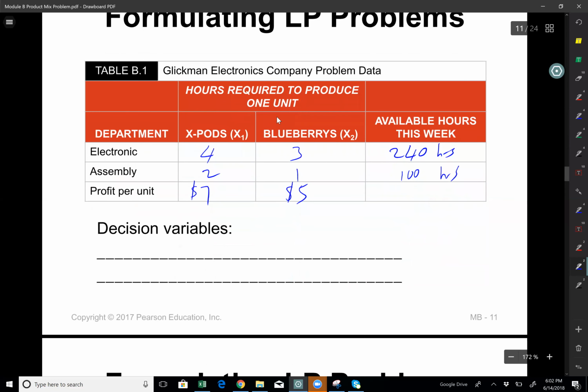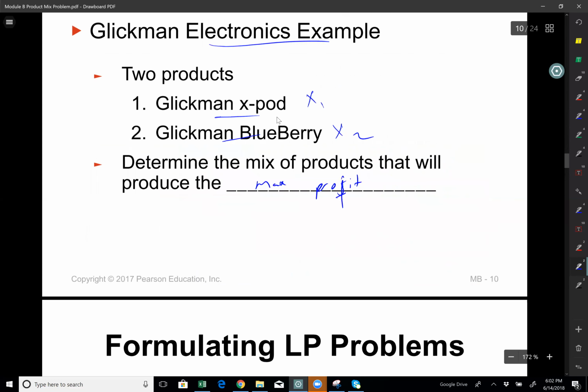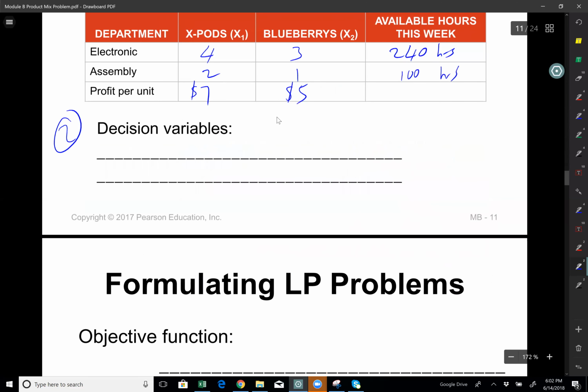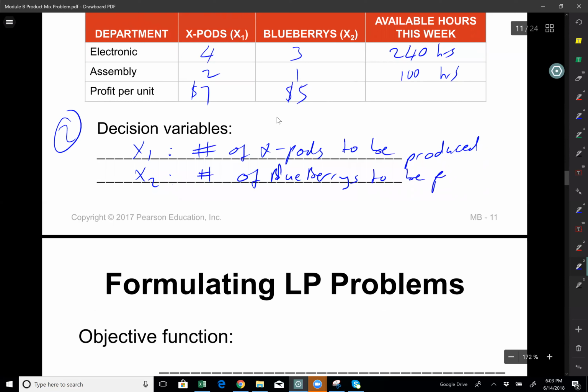We talked about the first component, which is the objective: maximize the profit. The second component is the decision variables. In this case, I have 2 different types of decision variables. I denote them x1 and x2. x1 is the number of XPods to be produced, and x2 is the number of blueberries to be produced. So these are my decision variables.